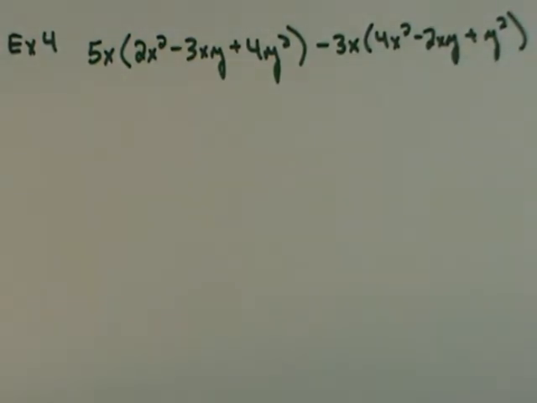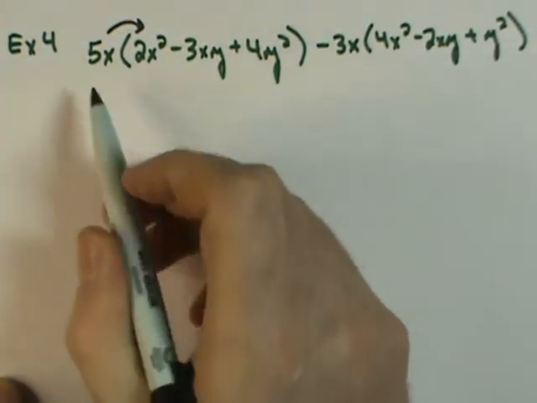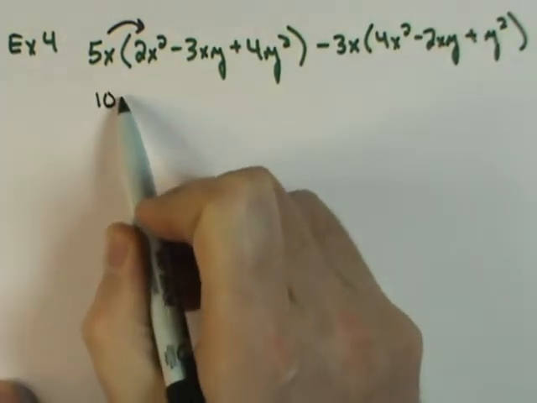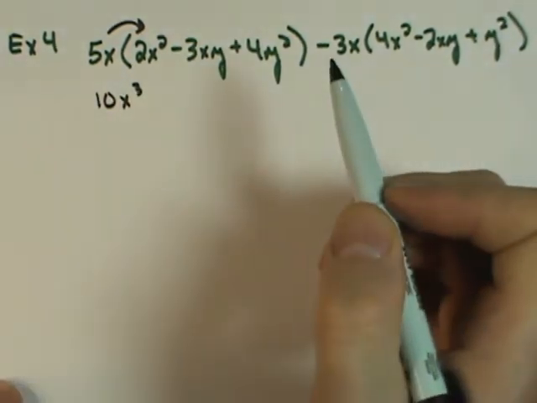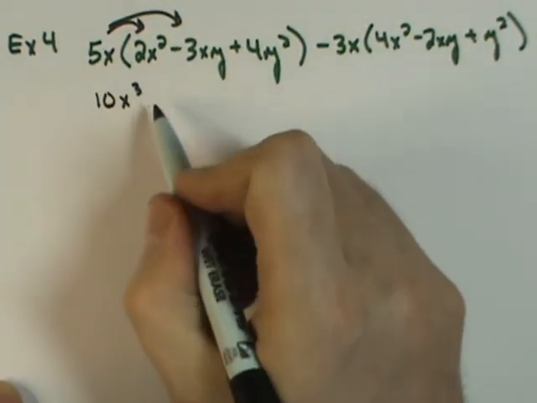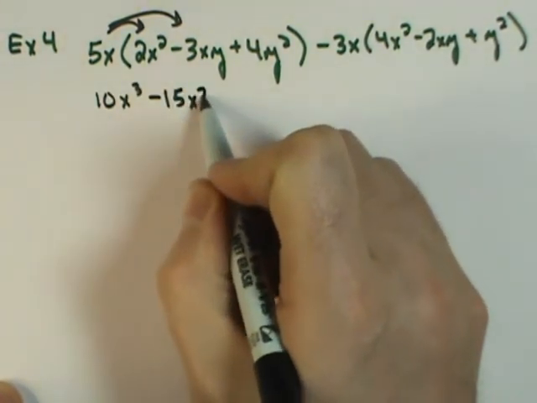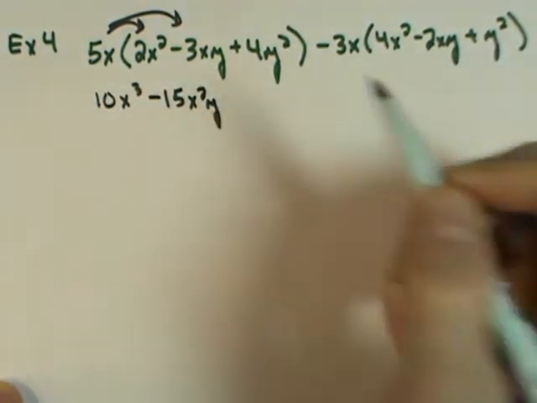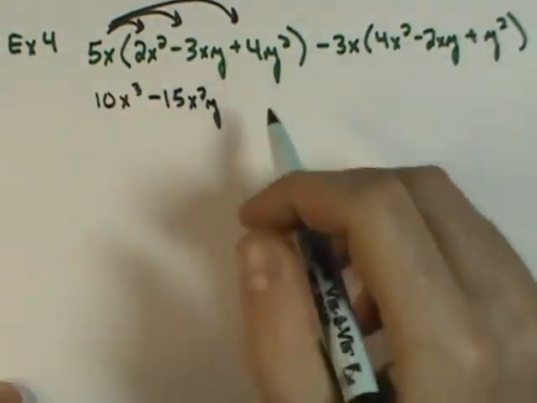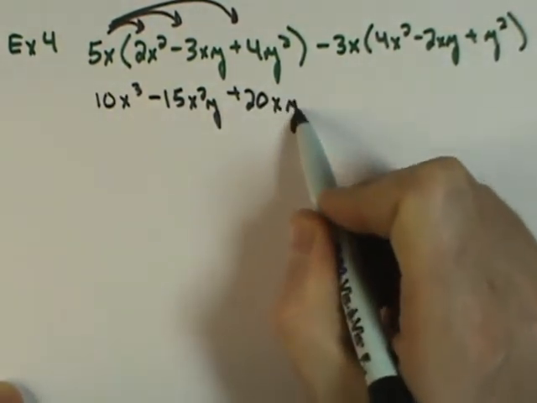So we first start off with the distribution of the 5x. 5 times 2 would be 10 x squared, common bases, we become x cubed. For the second part of our distribution, 5 times negative 3 is negative 15. X would be x squared. The y comes along for the ride. And finally, for this first distribution, we would have 5 times 4, which is 20, x, and then y squared.